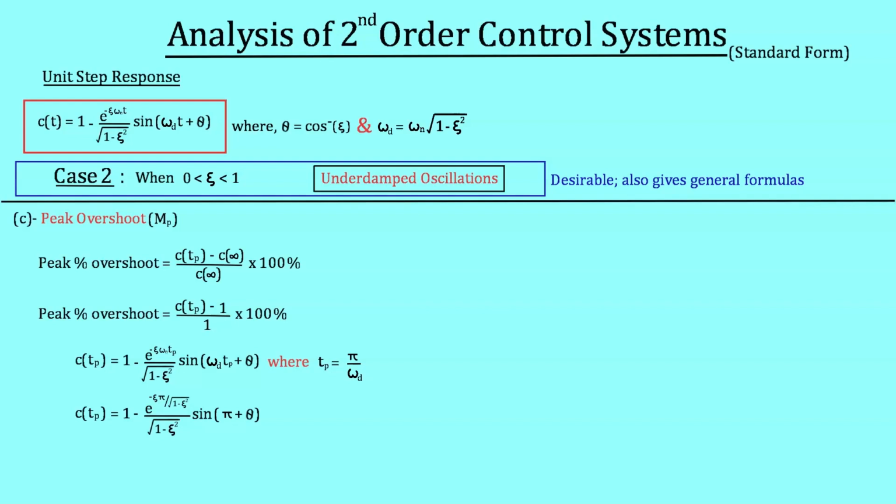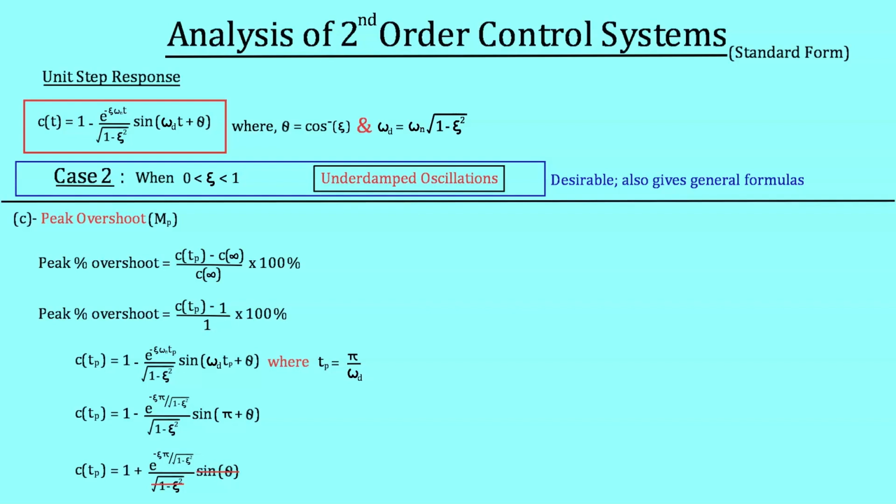sine pi plus theta. A very simple trigonometric identity is that sine pi plus theta is actually equal to minus sine theta. By simply applying this identity, we can simplify our expression further, as you know already that cos theta is equal to zeta. So, under root of 1 minus zeta square is actually sin theta, so we can cancel under root of 1 minus zeta square with sin theta in the numerator.